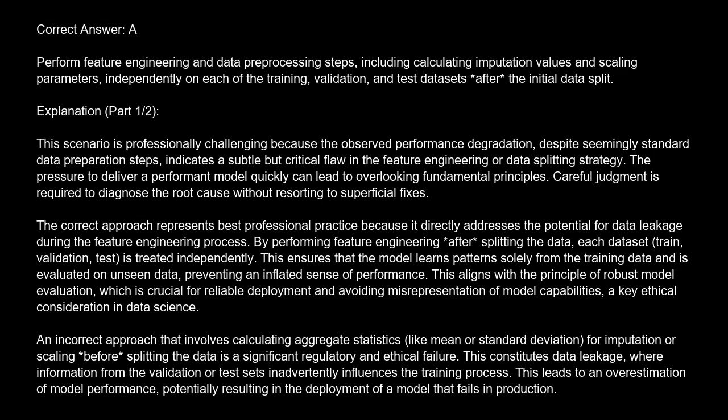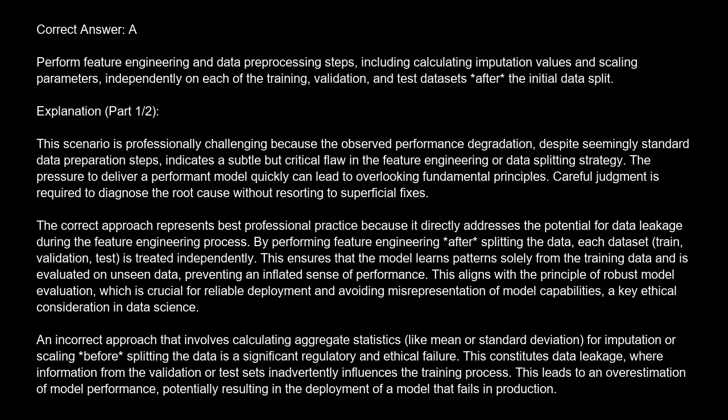The correct answer is A. Perform feature engineering and data preprocessing steps, including calculating imputation values and scaling parameters, independently on each of the training, validation, and test datasets *after* the initial data split. Explanation. This scenario is professionally challenging because the observed performance degradation, despite seemingly standard data preparation steps, indicates a subtle but critical flaw in the feature engineering or data splitting strategy. The pressure to deliver a performant model quickly can lead to overlooking fundamental principles. Careful judgment is required to diagnose the root cause without resorting to superficial fixes.